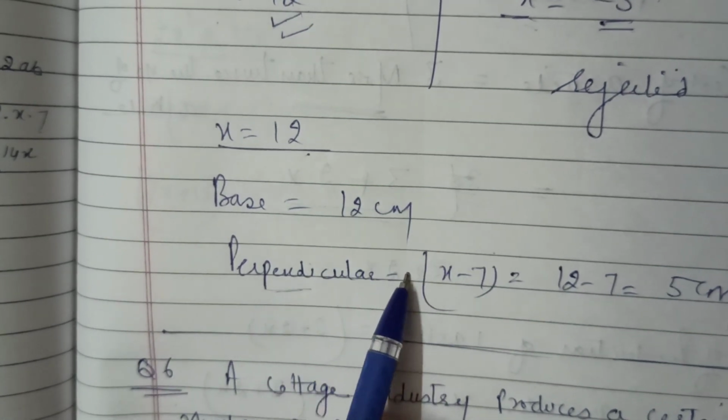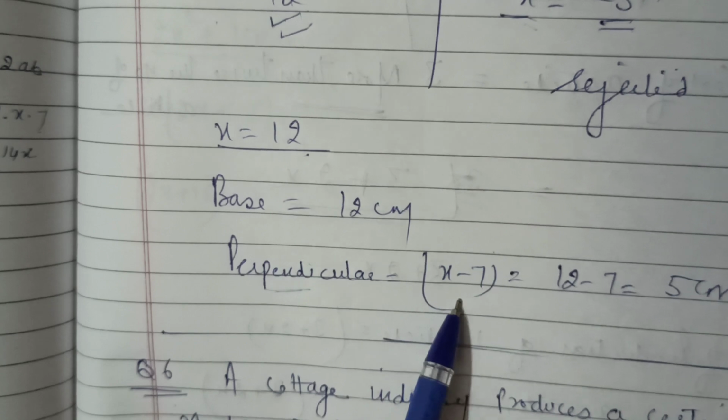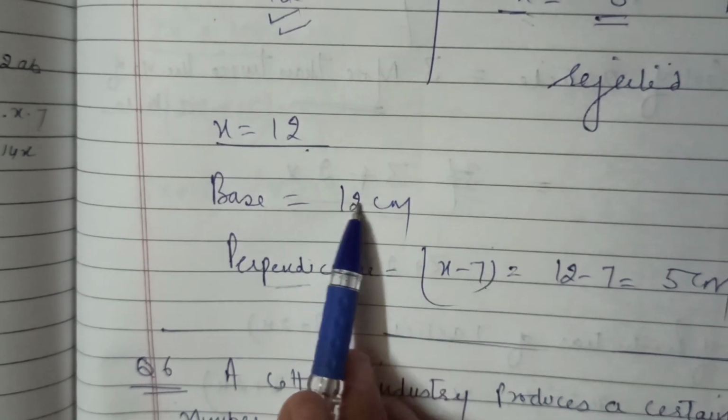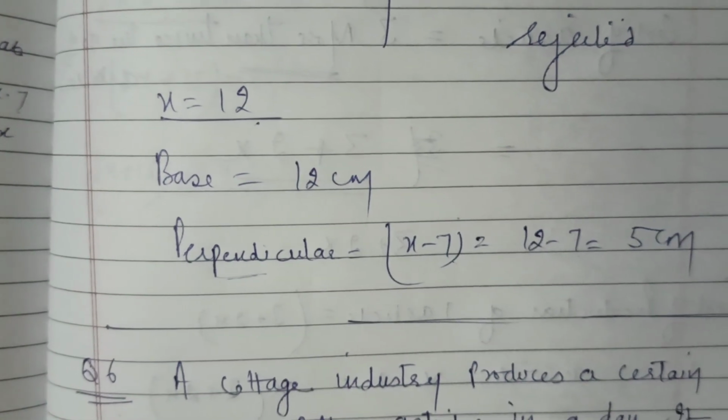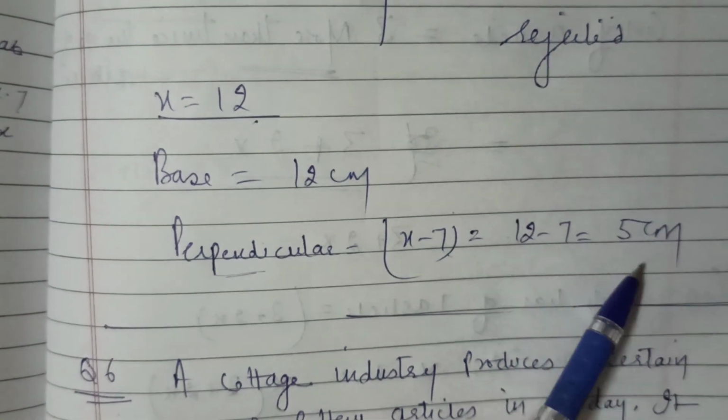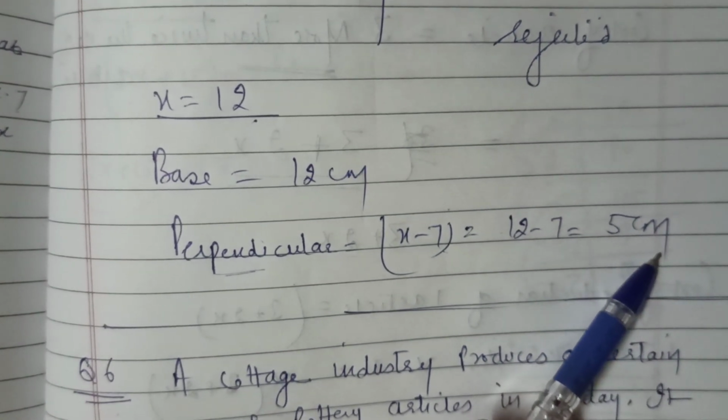Perpendicular is 7 less than base, x minus 7. x is 12 minus 7. It comes out to be 5 centimeter. Clear?